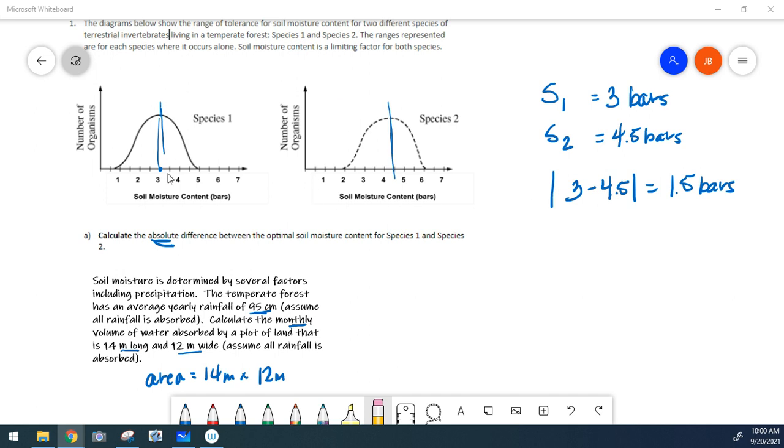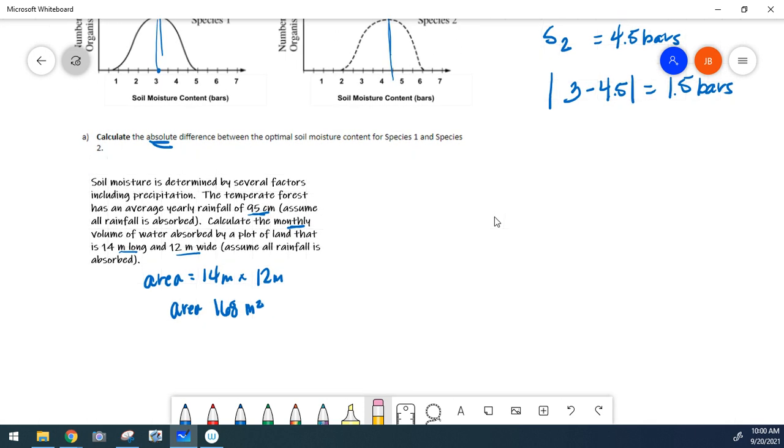I couldn't draw an exact straight line here, so this one might actually be 4.25. You'll have to kind of eyeball it and see. But nonetheless, for species 1, I've said it was 3. For species 2, I've eyeballed it at 4.5. So I find the absolute difference, and that is 1.5 bars. So right here it says absolute difference. Okay, so that's absolute value and subtraction.